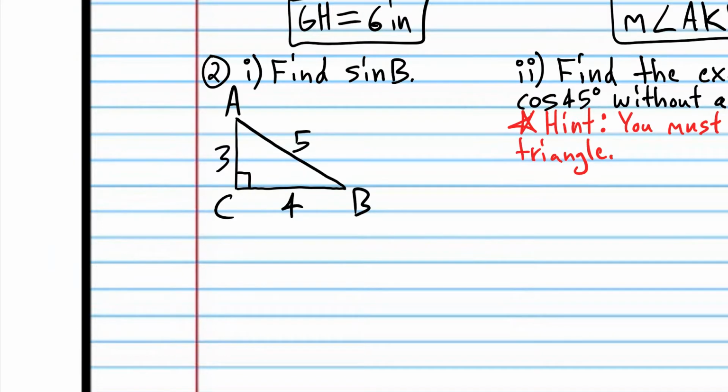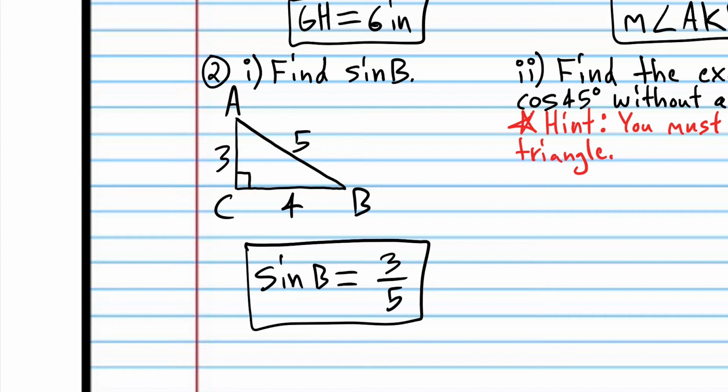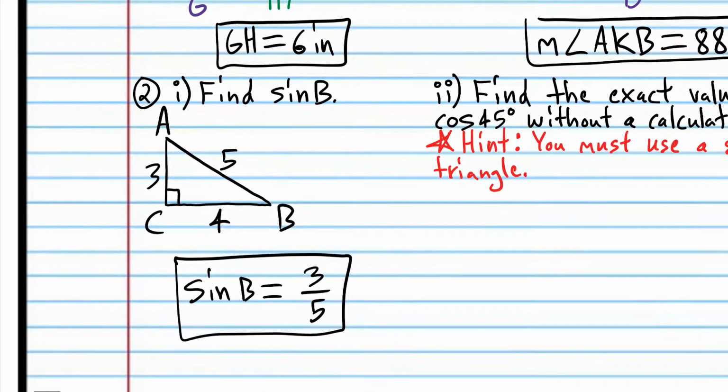So we're trying to find sine B. Sine is opposite over hypotenuse. So you look at angle B, find the opposite side, which is 3, and divide by the hypotenuse, which is 5. Now, how do I know that 5 is the hypotenuse? Well, because it's the longest side of the right triangle, and it's opposite the right angle. Remember, sine, cosine, and tangent, those trig ratios, only work for right triangles. Very important to understand. If this were not a right triangle, then we couldn't find sine B.